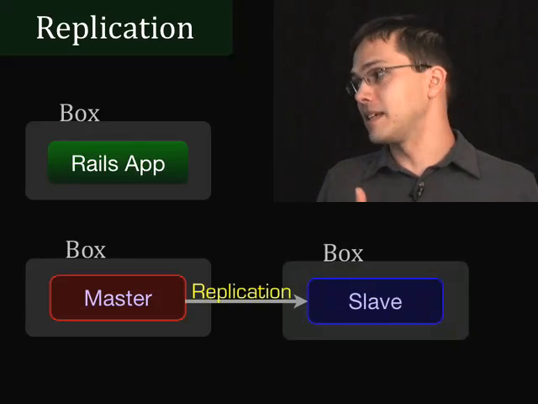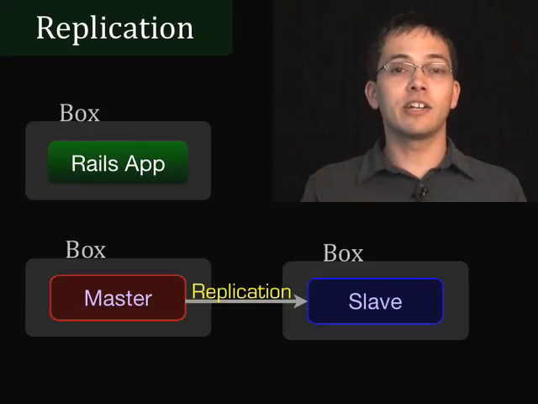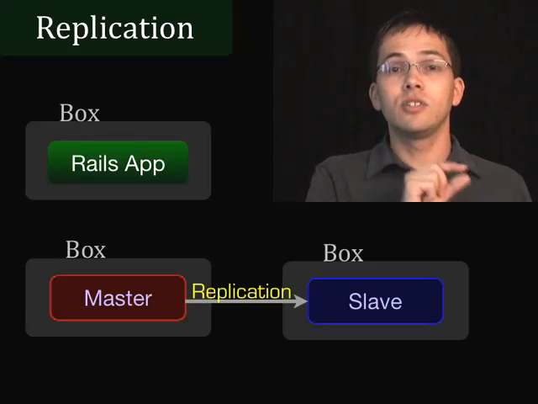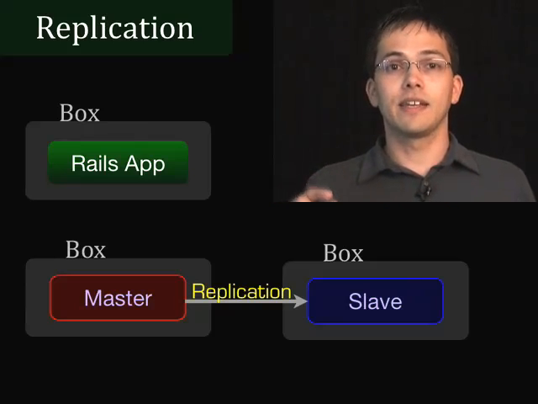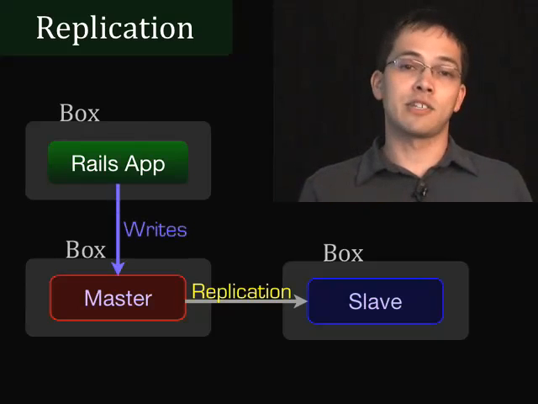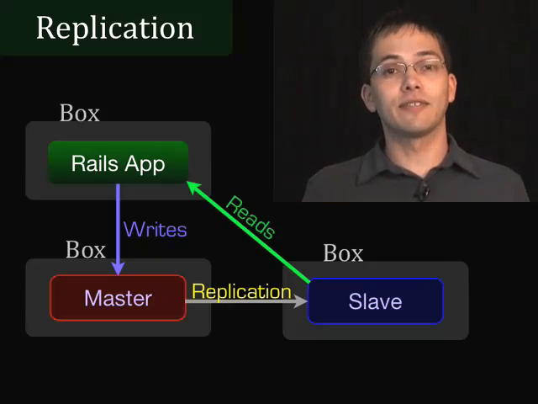What a slave database means is that any data that gets put onto the master, whether you're writing data or updating data, is going to get automatically replicated, copied to the slave database. And one way we could scale our Rails app is by sending all of the writes to our master database and all of the reads to our slave.